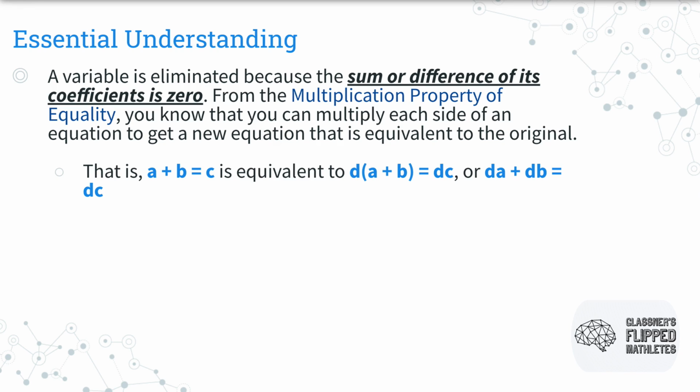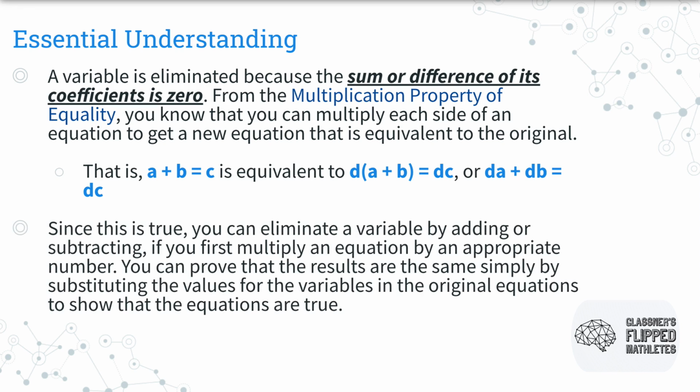So all we did was we multiplied d to both sides and then distributed as needed. So a plus b equals c is the exact same line as dA plus dB equals dC. They are the same line. They lie on top of each other. And so they are equivalent and will have, therefore, the same points of value that could be used in a system. Since this is true, you can eliminate a variable by adding or subtracting if you first multiply an equation by an appropriate number, some scaled up or scaled down numerical value. You can then prove that the result is the same simply by substituting the values into the original equations to show that the equations are true.